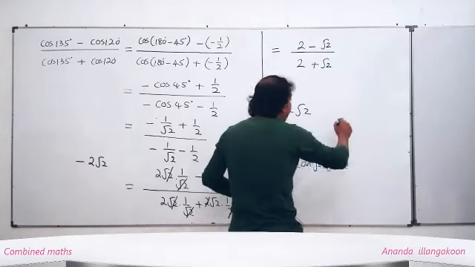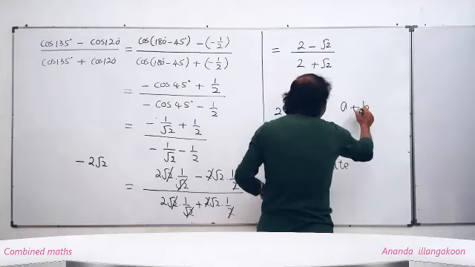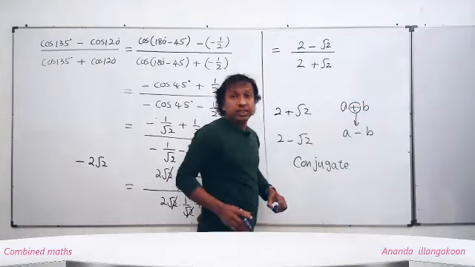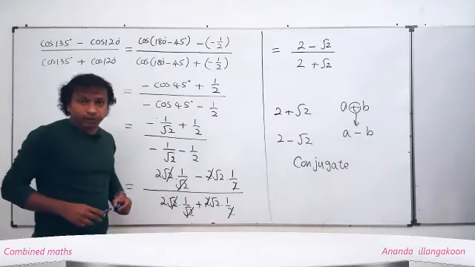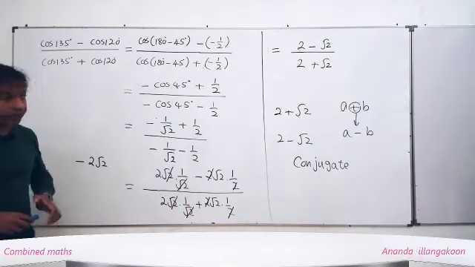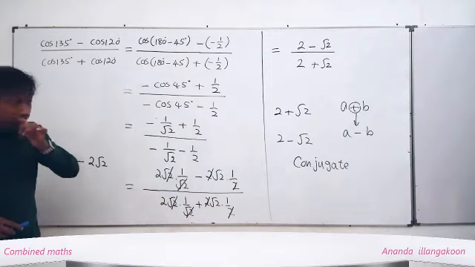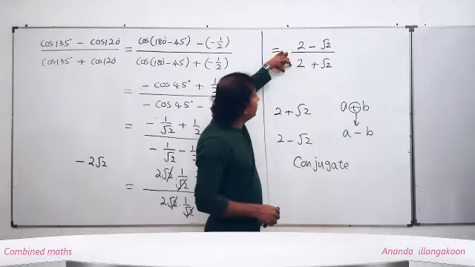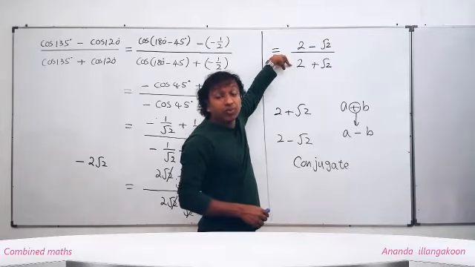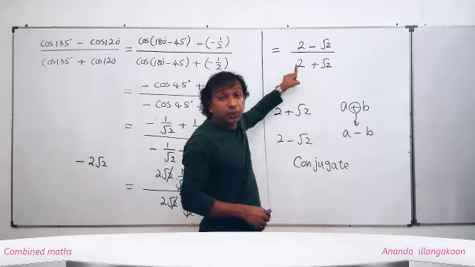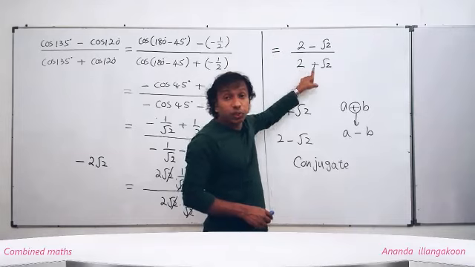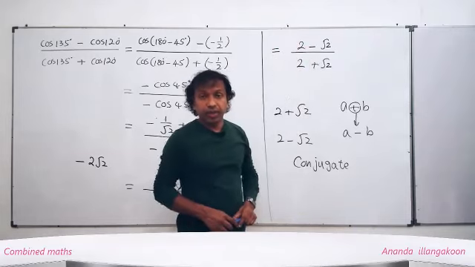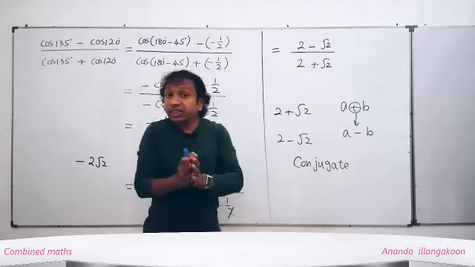For example, if I consider a plus b, changing this sign to minus, what you get is a minus b. This a minus b is called the conjugate of a plus b. Understand? Conjugate of a plus b. Now what I do is, this numerator and this denominator, both we multiply by the conjugate of the denominator. Both this and this we have to multiply. Why? Otherwise, people, the fraction will change.